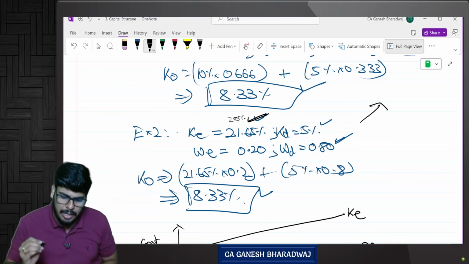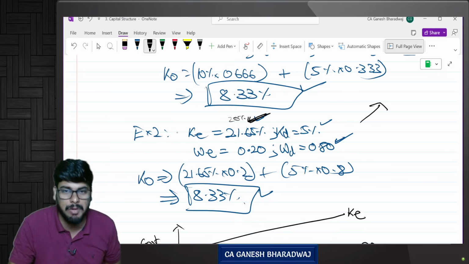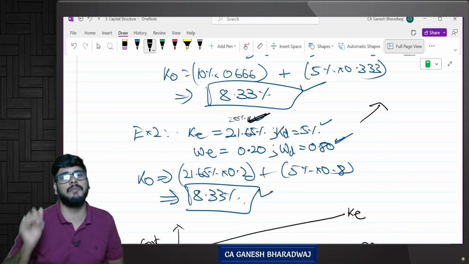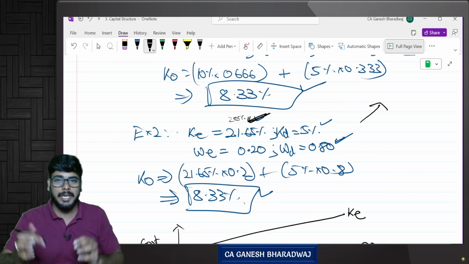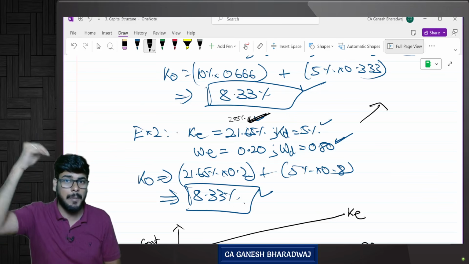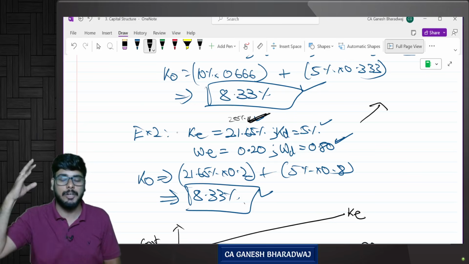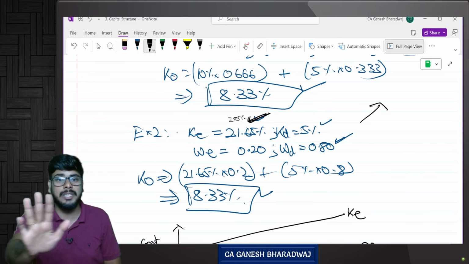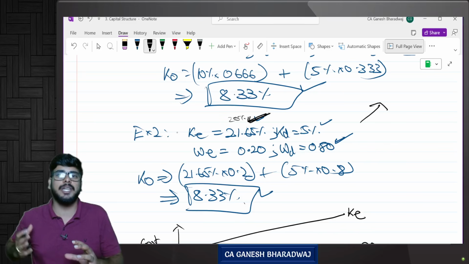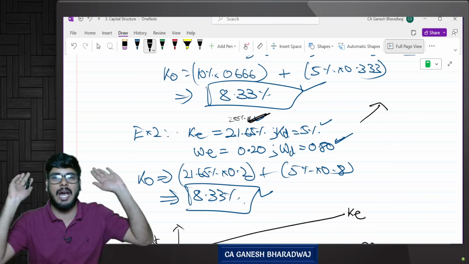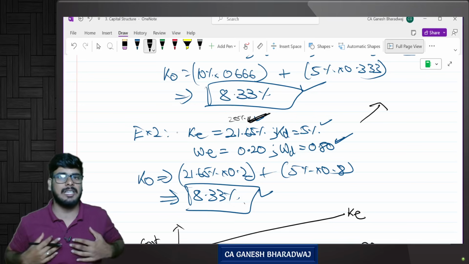Sir, will KE exactly move from 10% to 21.65%? In real life, it will not happen like that. Then why are we studying this? Because the net operating income approach states that this is how it will happen. Are you clear with this? So please don't worry about the logic here. The net operating income approach says this is how it will happen. Clear? And this is a part of our syllabus, so we are doing it.